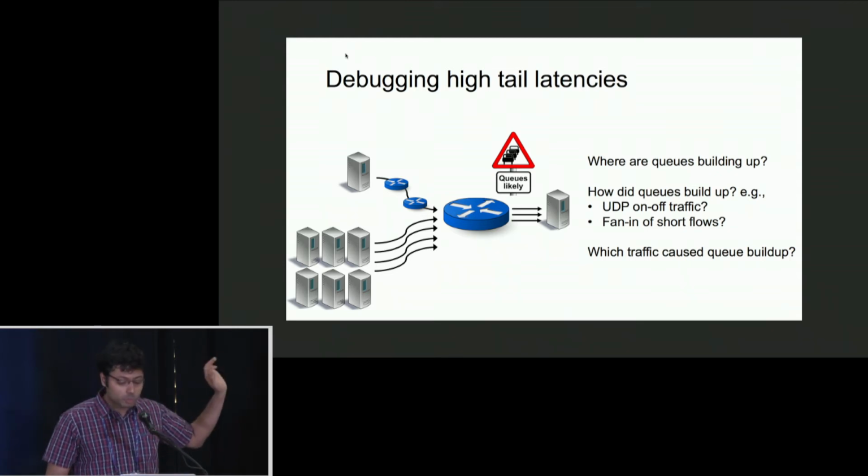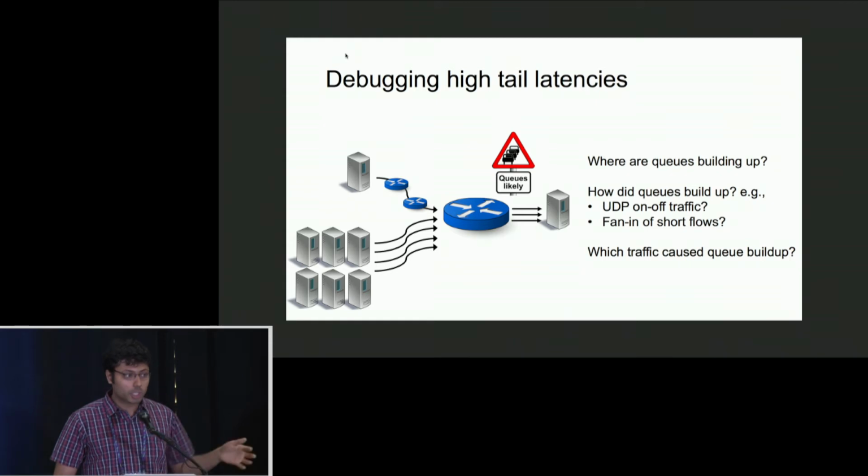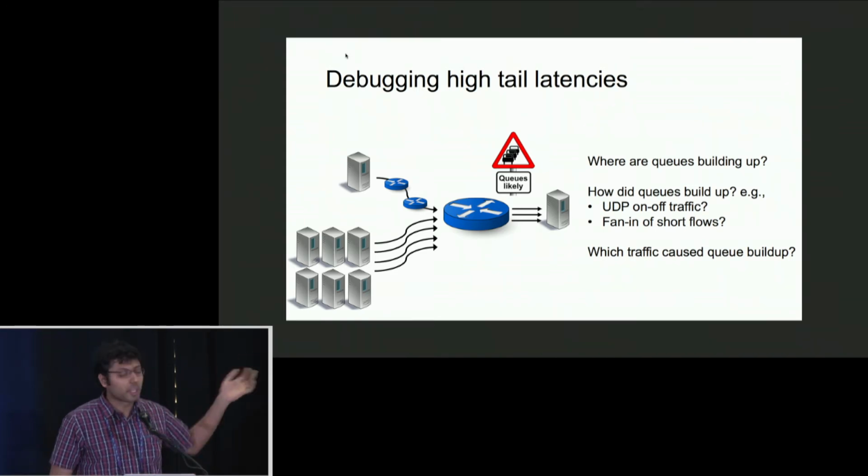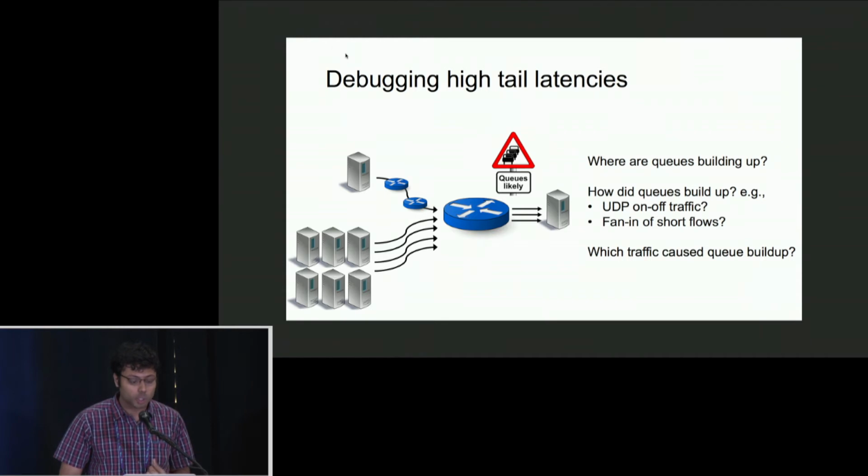I'll be walking you through how an operator can localize where the queues are building up, and figure out how the queues are building up. Is it bursty, or is it because multiple flows are contending at the same queue? And we'll be able to figure out which traffic actually caused the queue buildup.